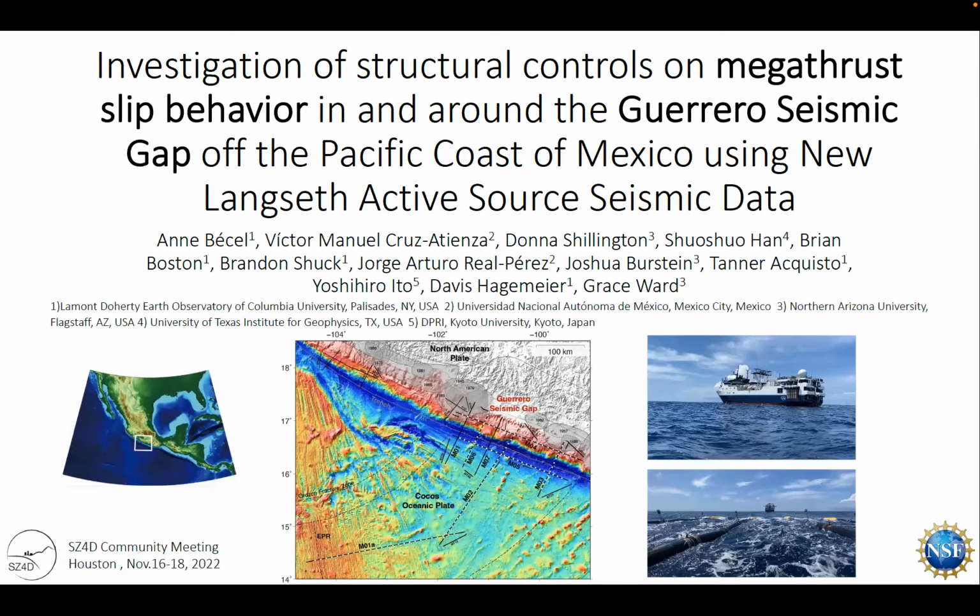I'm Anne Bécel from Lamont, and I brought a poster that shows very preliminary results from an active source dataset that we just collected a few months ago with the Marcus Langseth, off the west coast of Mexico, where you have the young Cocos plate subducting underneath the North American plate. For this experiment, we focus on the Guerrero seismic gap and the neighboring segment.